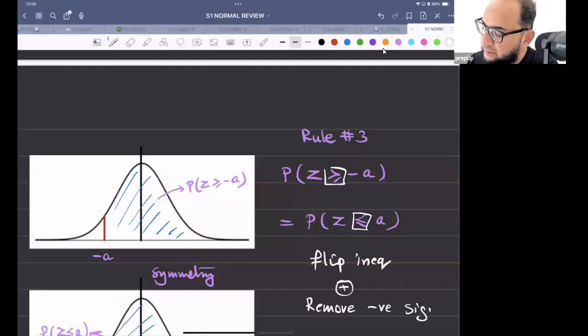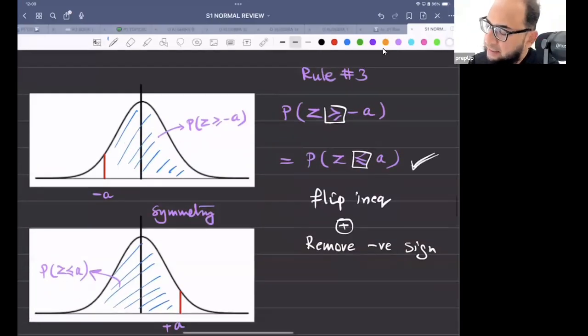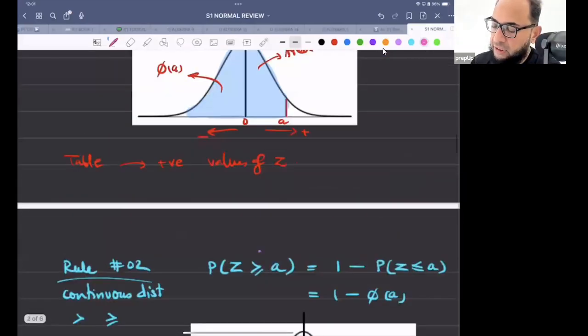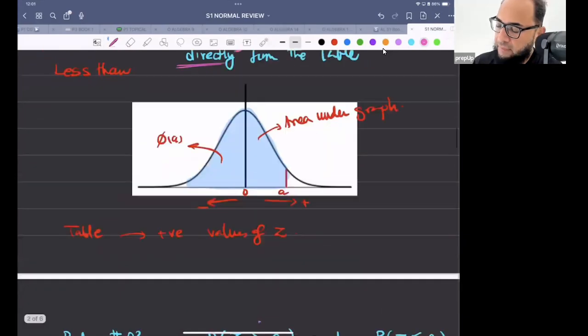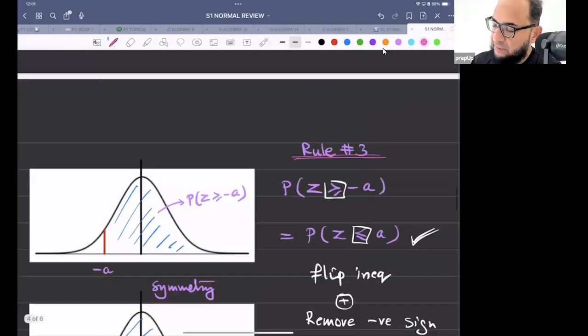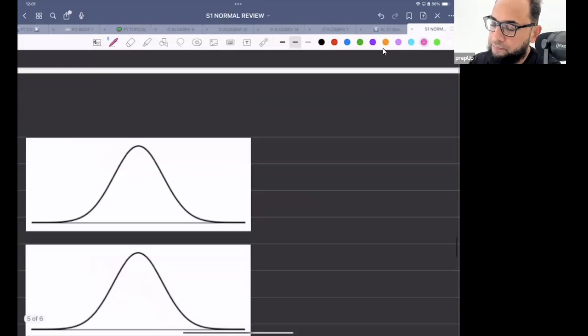So when we do this, isn't this the same thing as rule number 1? Yes. So rule number 3 actually becomes rule number 1. And what is rule number 1? That is reading directly from the table. Now, similarly, let's look at rule number 4.